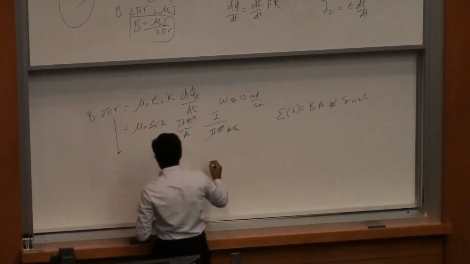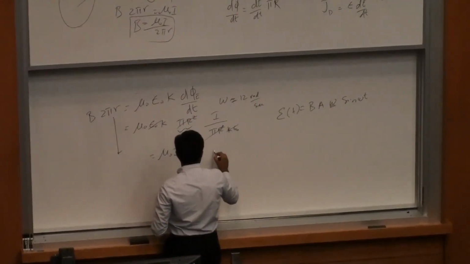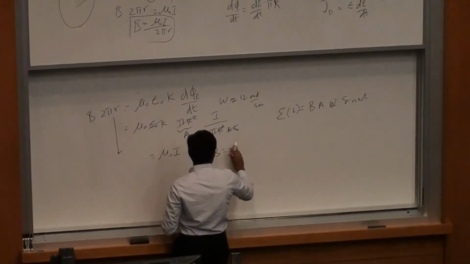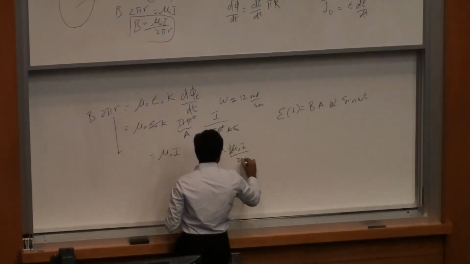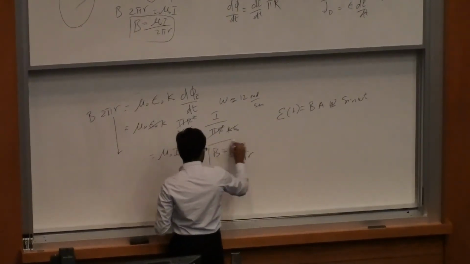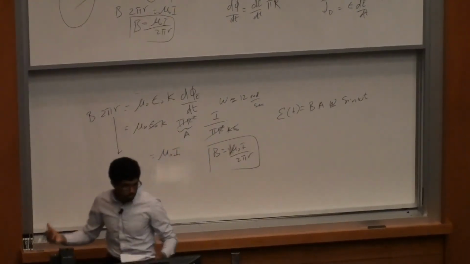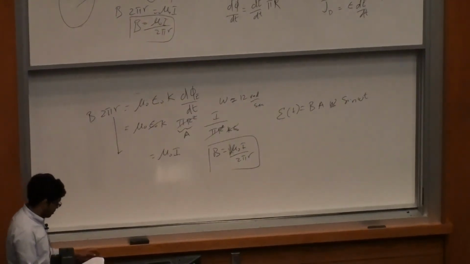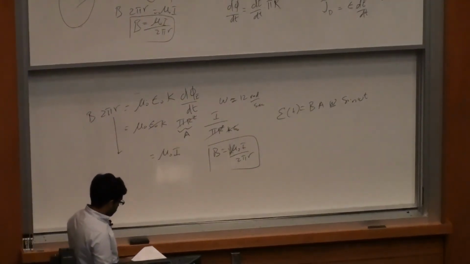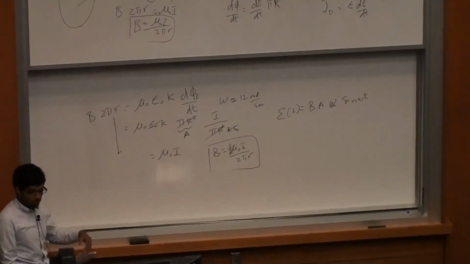So from here, I have B equals mu naught I over 2 pi r. So Maxwell predicted correctly, and hooray for Mr. Maxwell. Now, let's go a step further and calculate the magnetic field at any point.